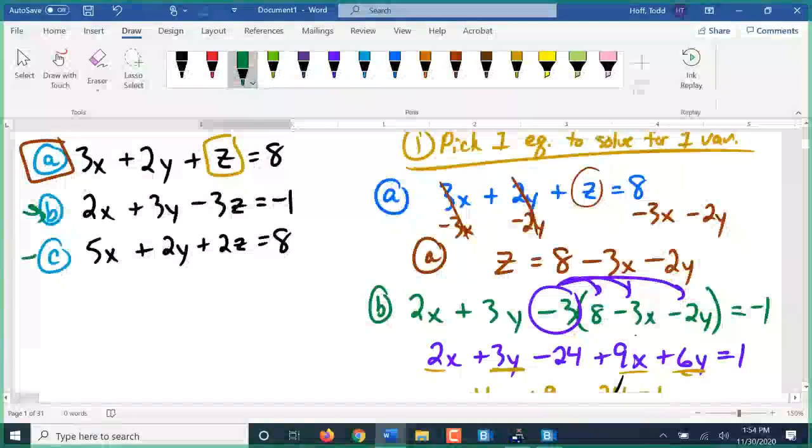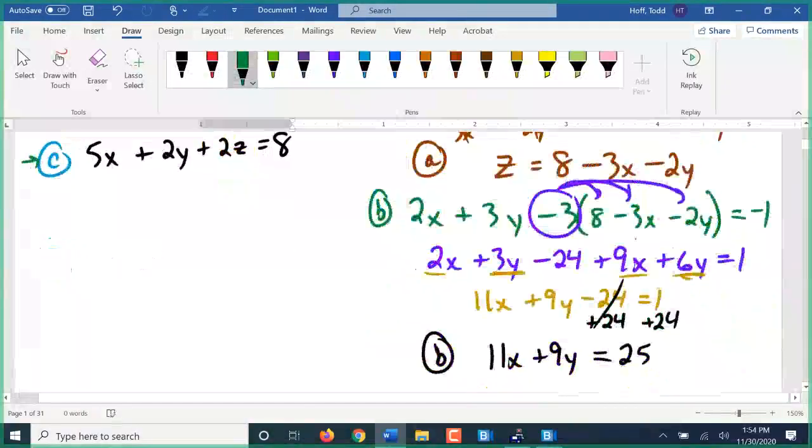I still need to do equation C. I'm going to pause for a second for you to catch up with your notes. I see some of you writing furiously, so I'll wait a minute.